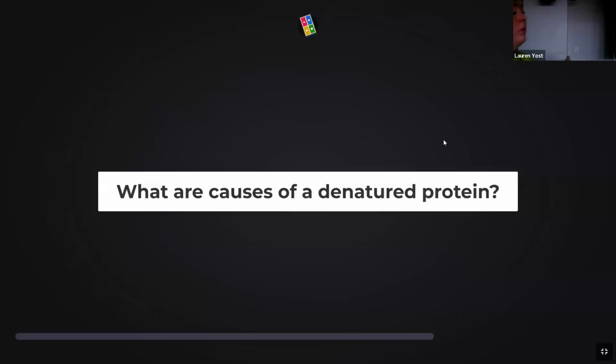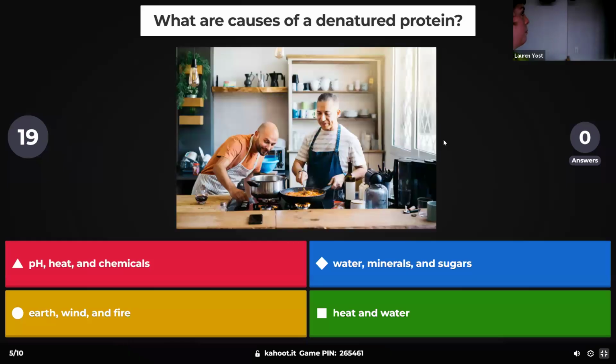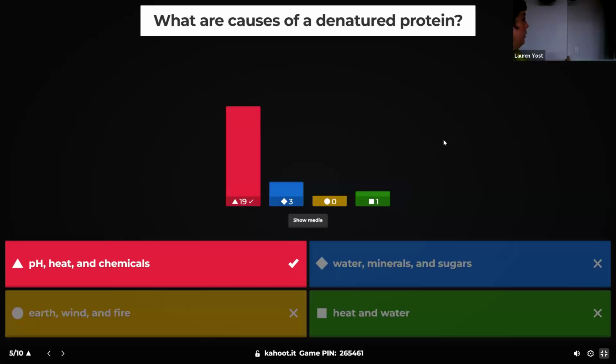What are causes of a denatured protein? All right, so in order to denature proteins, a good portion of your protein structure is held together by hydrogen bonds and interactions between attractions within the protein. And so you can disrupt that by introducing too many extra hydrogen ions or maybe having too few hydrogen ions in the environment. So that's what your pH is going to be about.